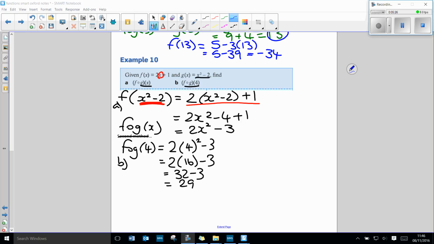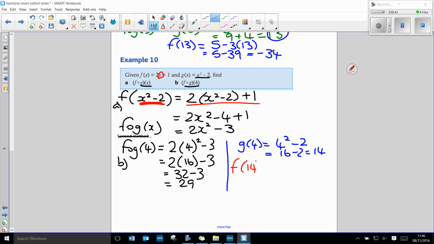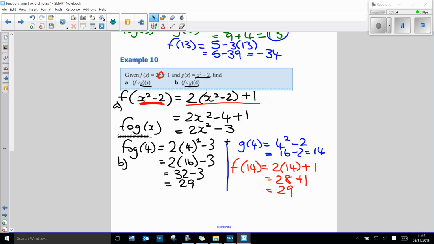Okay, so the alternate method for finding f∘g(4) would obviously be to find g(4) first, which is 4 squared minus 2, which is 14. We're then going to put that value of 14 into f, so we would now find f(14), which is 2 lots of 14 plus 1. And again, luckily we get the same answer.